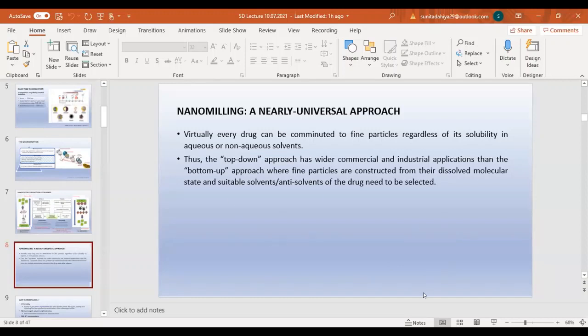And that's why we say that the top-down approach has wider commercial and industrial applications than the bottom-up approach, where fine particles are constructed from the dissolved molecular state. So this is a difference. That's why we say bottom up: the particle size grows from the dissolved state to some nanoscale sizes. Whereas in case of top down, we are reducing the size of the particles.